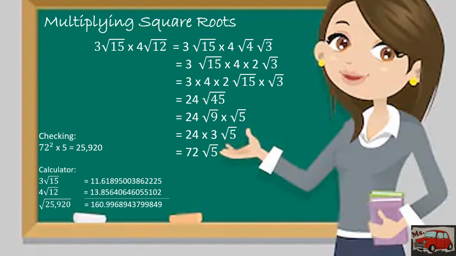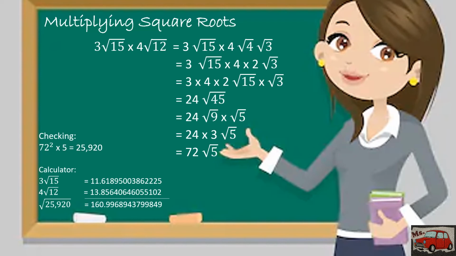25,920. So let's use the calculator to check if our answer is correct. So, 3 square root of 15, then I'll get 11.6 and so on. 4 square root of 12, then I'll get 13.8 and so on. If I get the square root of 25,920, then I'll get 160.99, and so on.